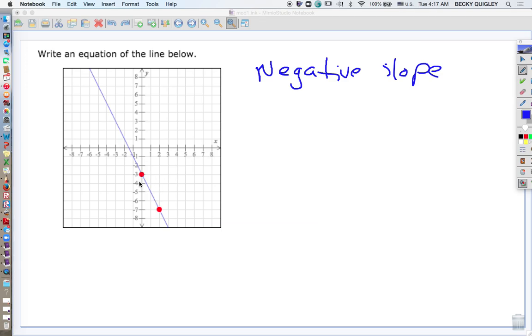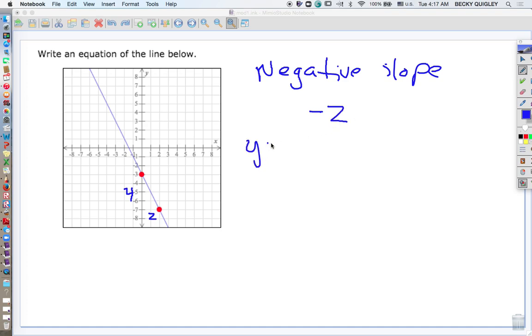Slope is our rate of change, and that's calculated by identifying rise over run, or really just change in y over change in x. So let's go ahead and count that. 1, 2, 3, 4. Make sure I did that right. 1, 2, 3, 4. 4 over, so that's 4 over 2. So I have a slope of negative 2.